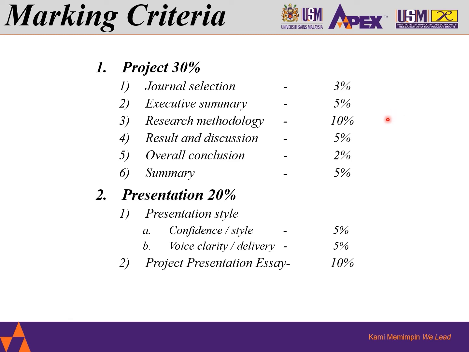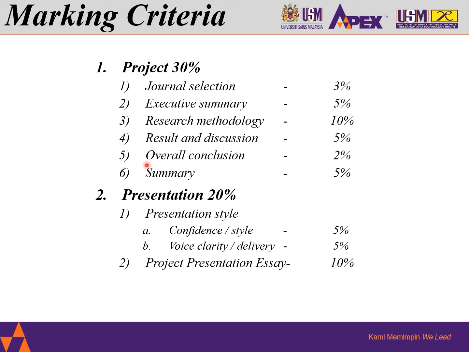Then the second one is the executive summary, which is 5%, and the research methodology 10%. This will include your own chart. I will show to you the template for the example of research methodology charts that you need to discuss based on the three journal selection. So all of this presentation is based on three journals, and you have to compile all of these details until the summary and executive summary until the overall summary.